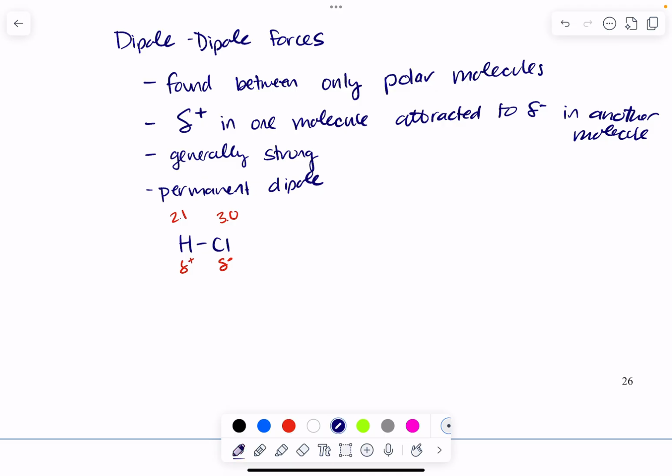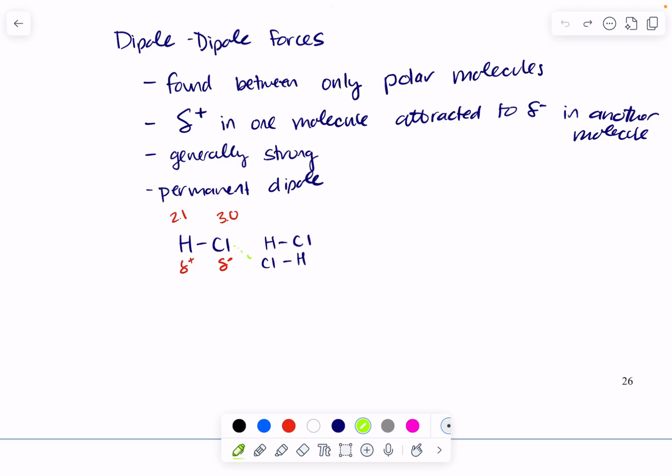Well, whenever you have a sample of HCl, you have many, trillions of these molecules. And so you have two possible scenarios. One is that HCl could align itself like this. The other is that HCl could align itself like this. Okay, so we could say this could be the dipole, or this could be the dipole-dipole forces.